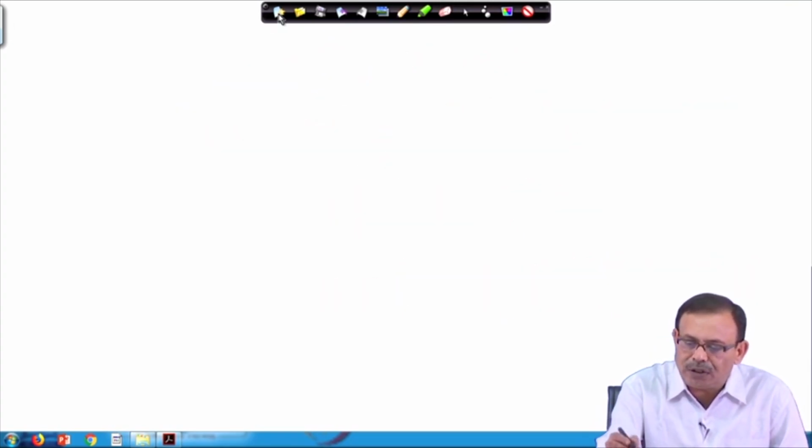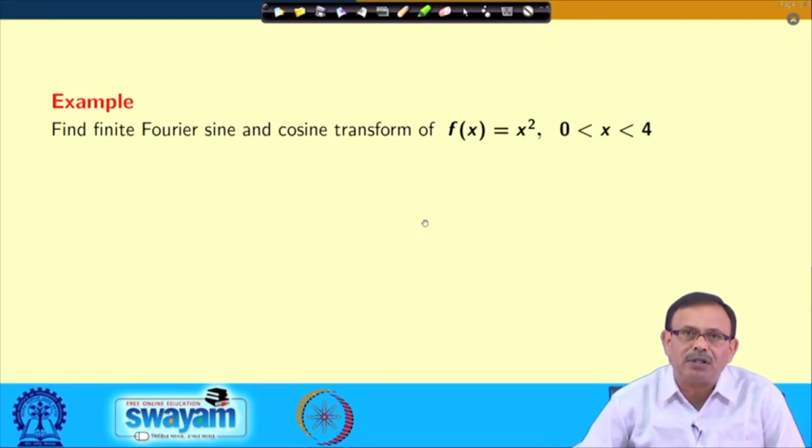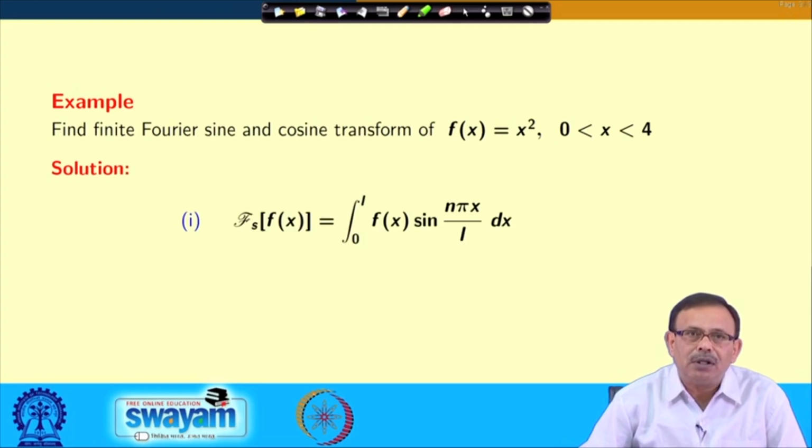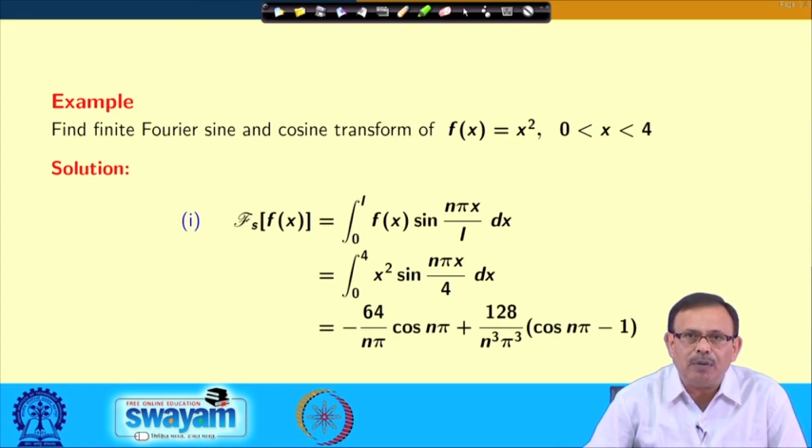Just let us see once. Once I am doing this finite Fourier sine transform, I am writing the integral from 0 to L of f x sin n pi x by L dx, where x lies between 0 to 4 and f x is x square. If I evaluate the integral, I will obtain this particular result.